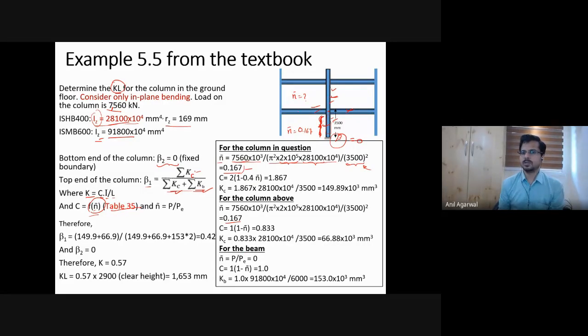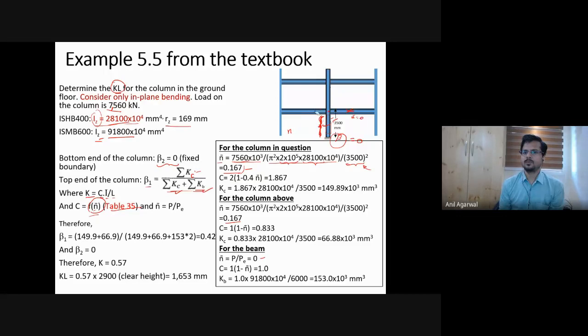Now the two beams are identical. This beam and this beam are the same, so you can assume that their n bars will be equal. What will be the n bar? P divided by P_E. P is 0. There is no axial load acting on these beams. Beams are not generally meant to resist axial load. So P is 0. Therefore, n bar is 0. Here also n bar is 0. Fine.